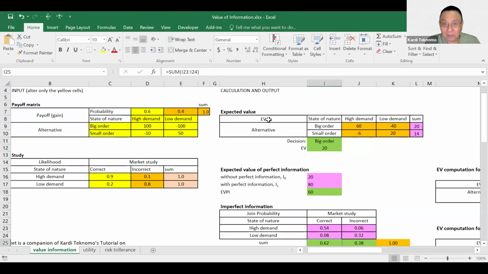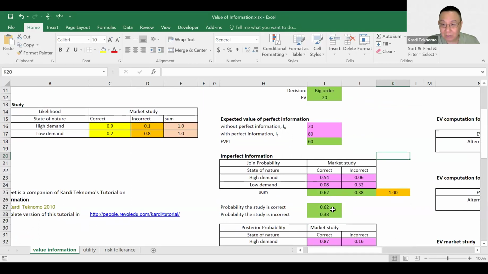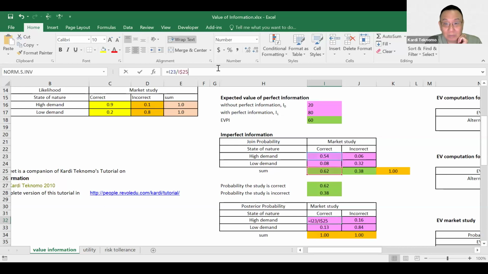And then you just sum. This is just the sum of its column. Of course, the sum must be 1. Total. So I just copy here. The probability that the study is correct is 62%. The probability that the study is incorrect is 38%. Now, based on that, we can compute the posterior. Posterior, again, we get from joint probability. So here we have this 64 divided by 62.